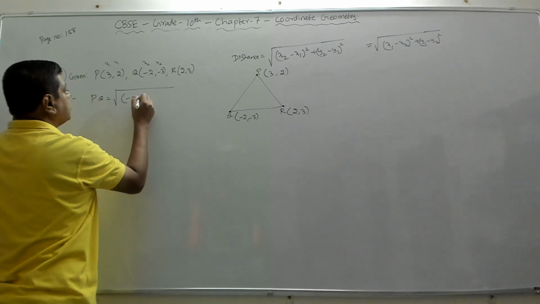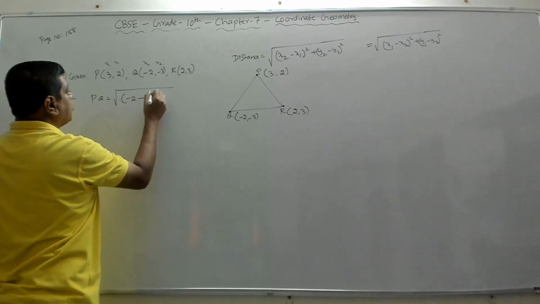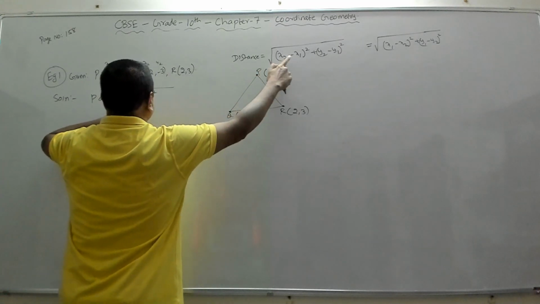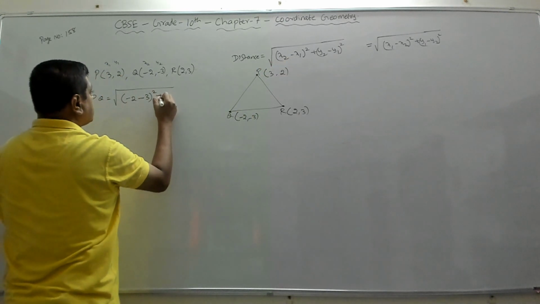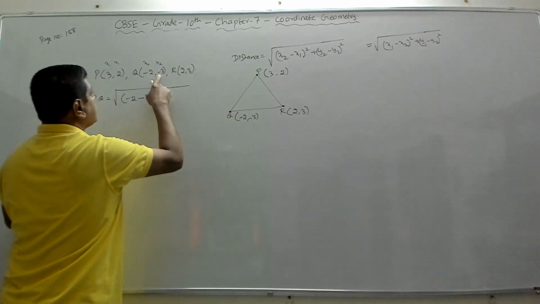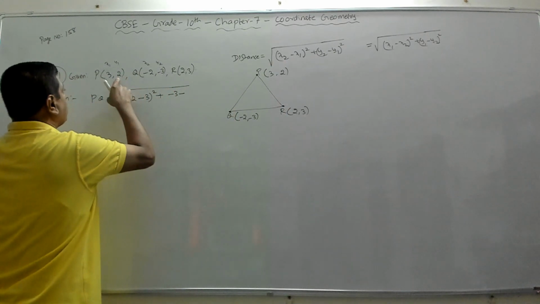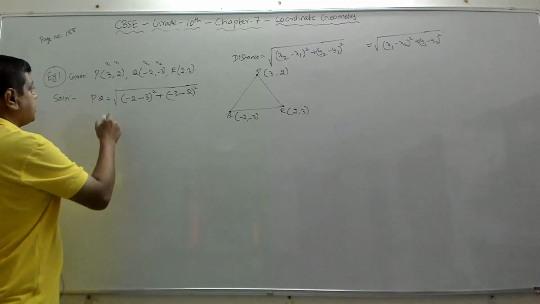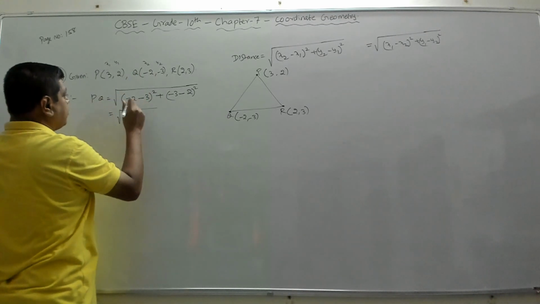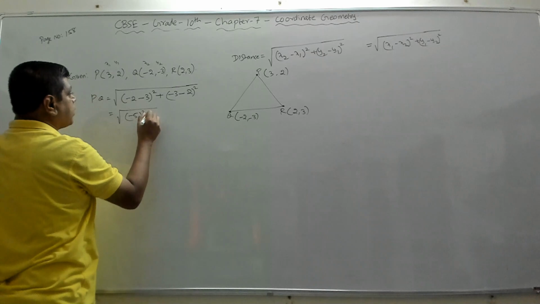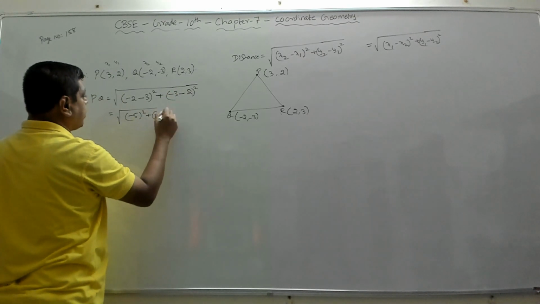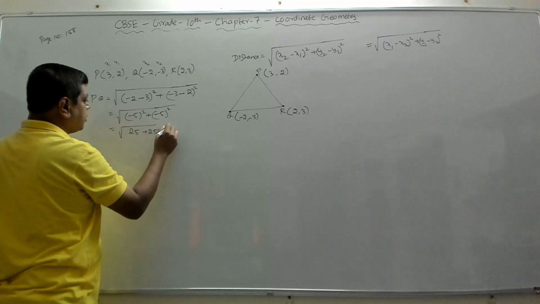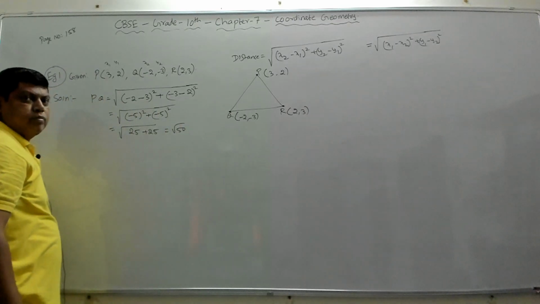So minus 2 minus x1 the whole square, right? x2 minus x1 is 3 the whole square, plus y2 minus y1, which is 2, the whole square, right? So this gives the distance between P and Q, that is equal to square root of minus 2 minus 3, which is minus 5 the whole square, plus this is also minus 2 minus 5 the whole square. So you get square root of minus 5 the whole square is 25 plus 25, which is square root of 50. Right? That is your PQ.